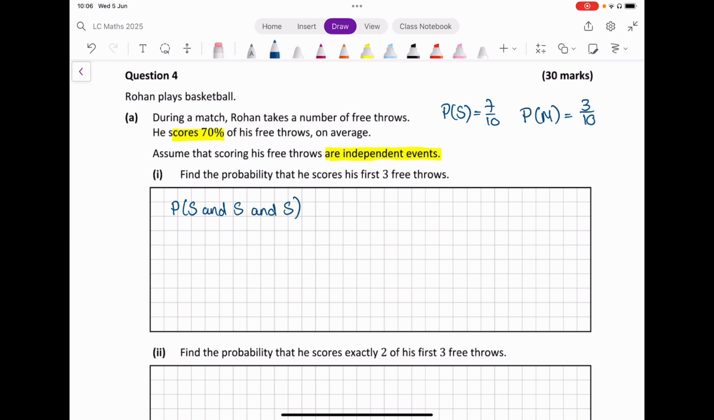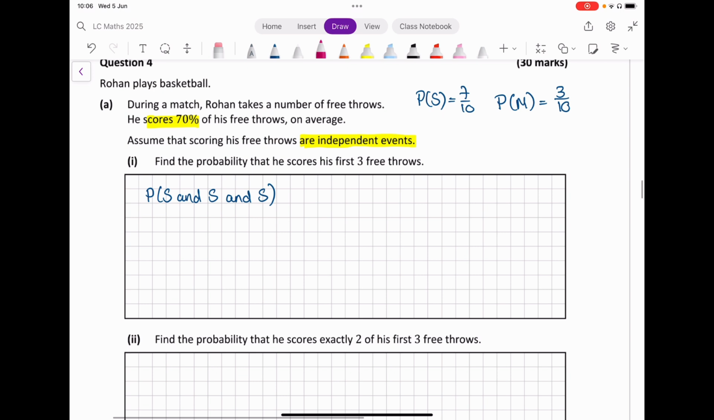Okay, now remember, when we're looking at our probability, "and" means multiply. So what we're actually looking at there is 7 over 10 by 7 over 10 by 7 over 10. And that is going to give me 343 over 1,000, or if you want to write it as a percentage, 34.3%.